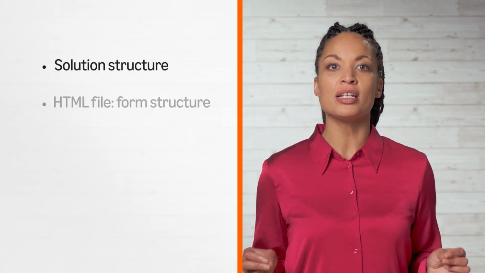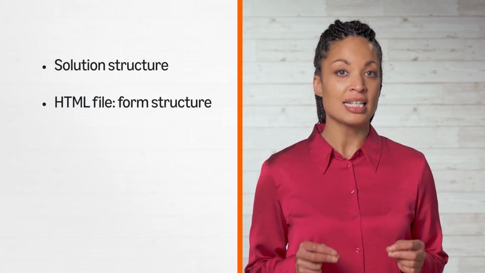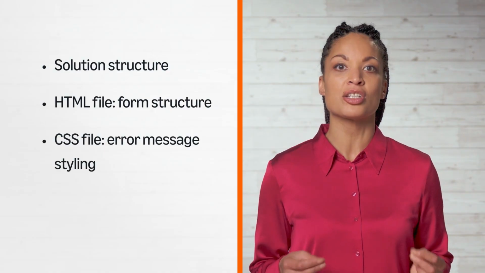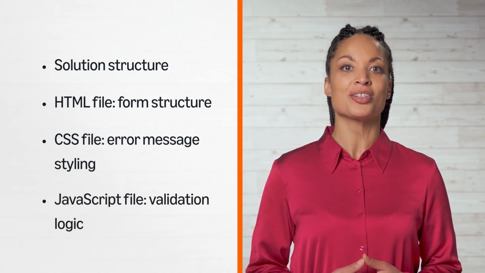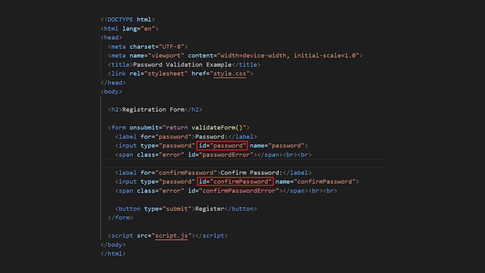The HTML file is used for form structure. The CSS file is used for error message styling. And the JavaScript file is used for validation logic. Let's examine the process in more detail, starting with the HTML structure. The form contains 2 password fields, one for the user's password, ID equals password, and one for confirming the password, ID equals confirm password. Next to each field is a span, with the class error to display validation messages.